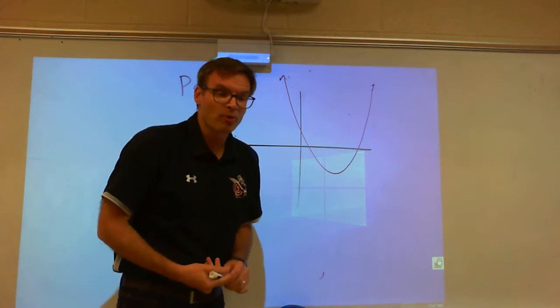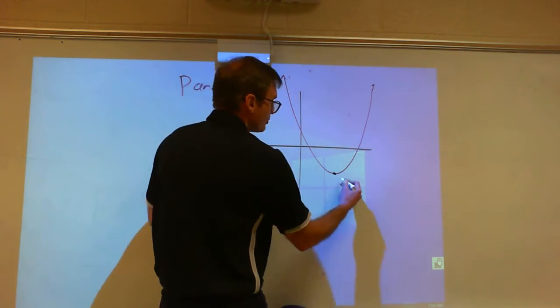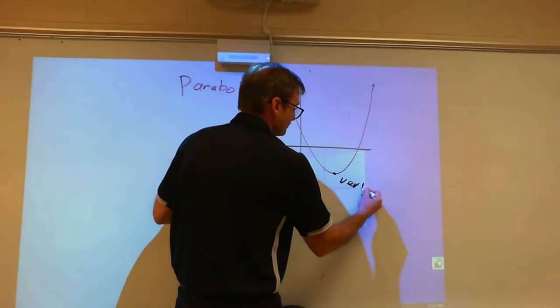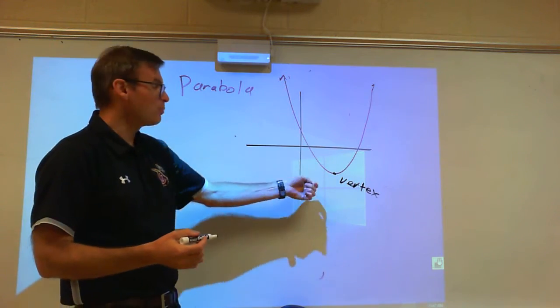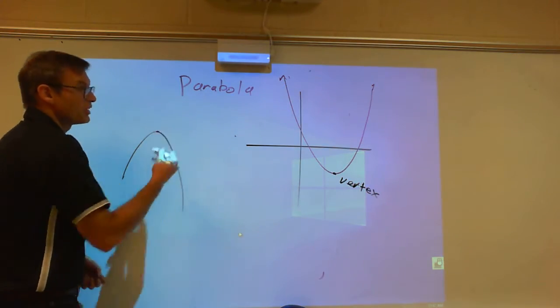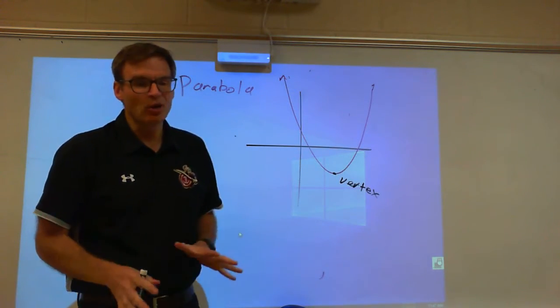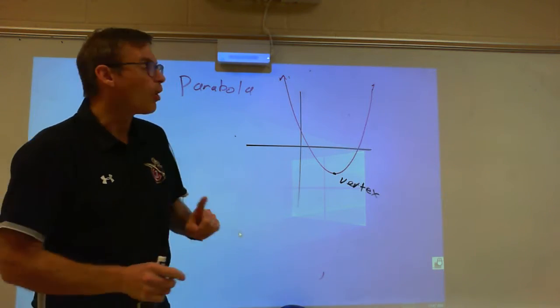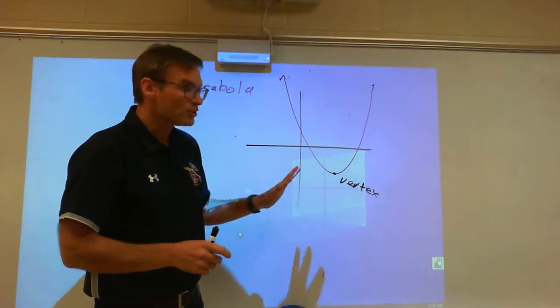But the most important part of a parabola is this guy. This is your vertex. If your graph is turning up, your vertex is the lowest point. If your graph is turning down, your vertex is your highest point. Pretty much everything you ever need to know about a parabola, the first thing you always need to know is the vertex. So we have our vertex.